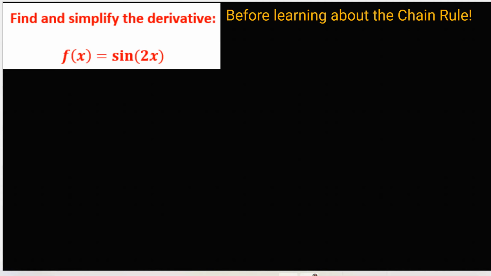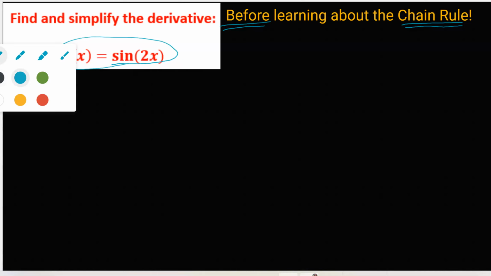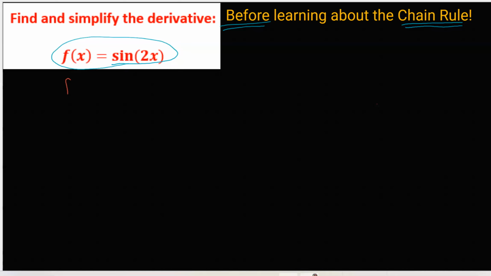Would it just be cosine of 2x? And the answer is no. There's such a thing as the chain rule, or what we call the product rule. Okay, so before the chain rule, we would have to use an identity for sine of 2x. And the identity is that sine of 2x is going to equal 2 sine of x multiplied by cosine of x.